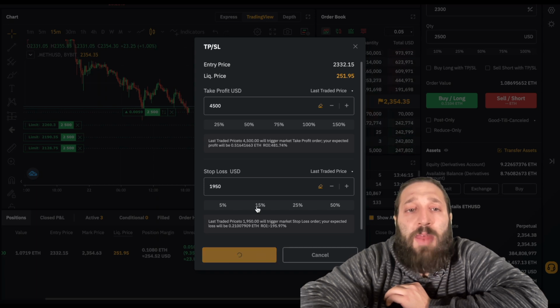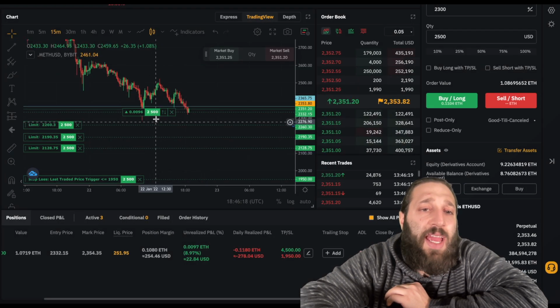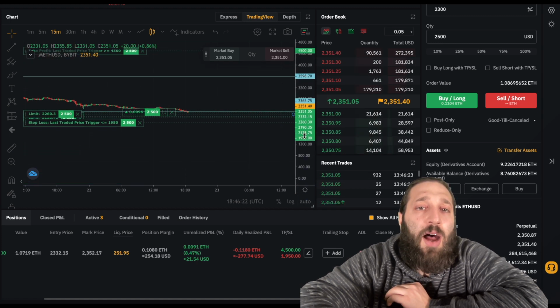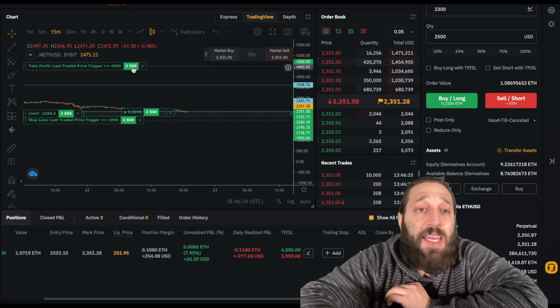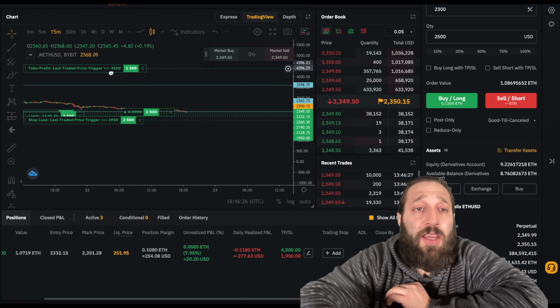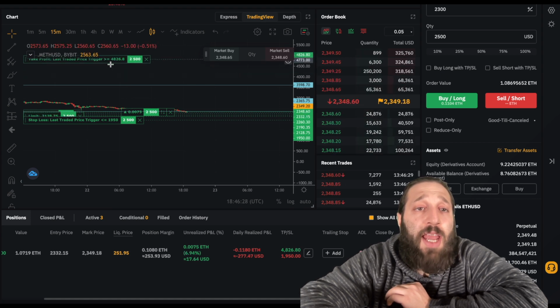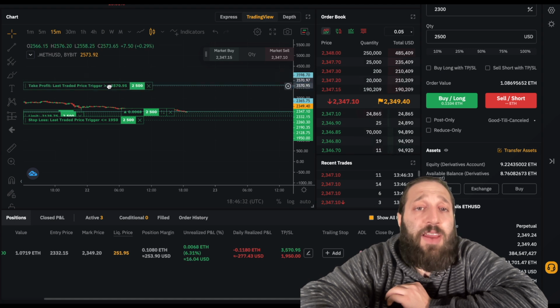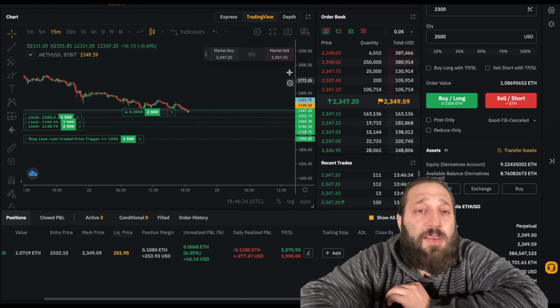So I'll do that. You can confirm that. And then if my entries actually get hit, these will automatically adjust. So you can see right here, my take profit is right here. You can drag and drop it anywhere and adjust it, and it'll actually show you the profits live if it does hit. Same thing with the stop loss.